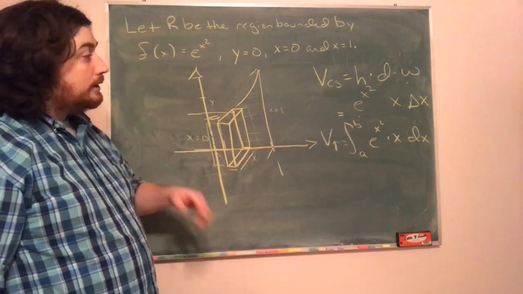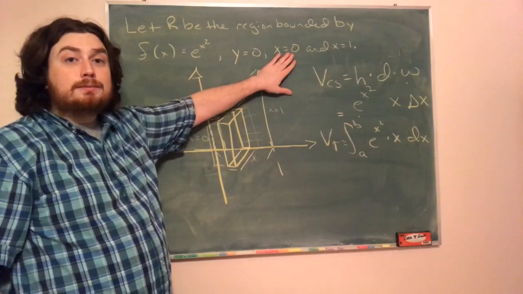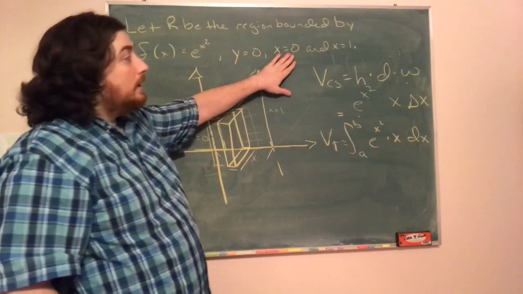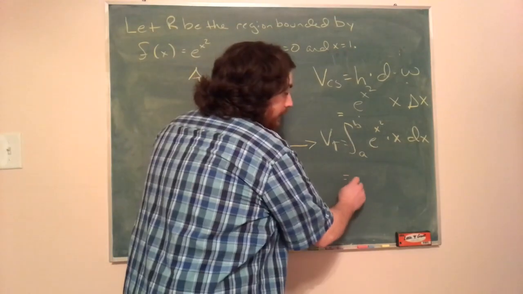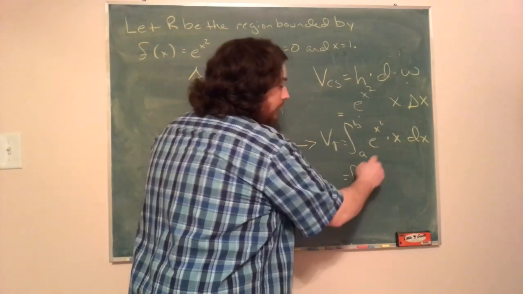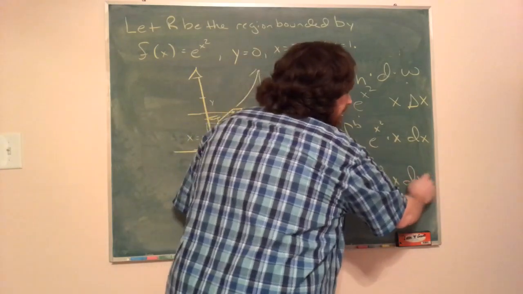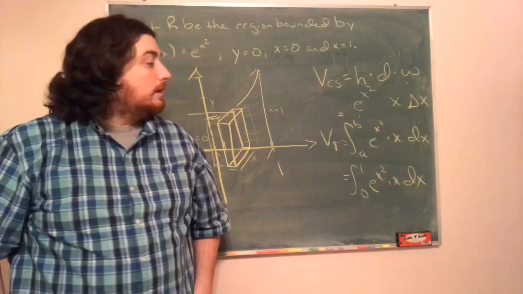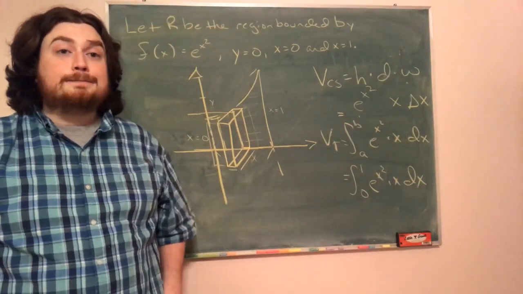So what's the smallest x I'm interested in? Well, that's given to me in the problem. Notice that the smallest x is 0. The largest x is given to me as 1. And so what I end up with is the integral from 0 to 1 of e to the x squared times x dx. Therefore, the total volume of that object is just given by that integral.